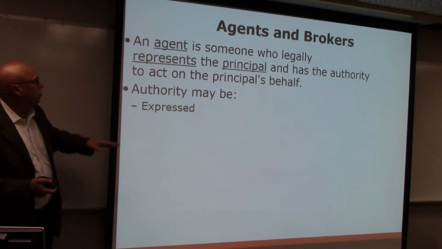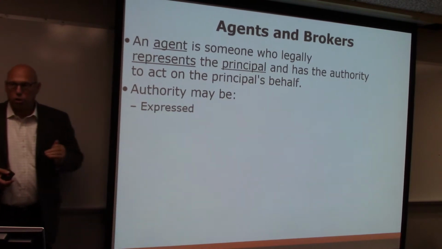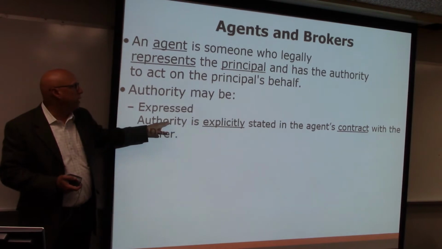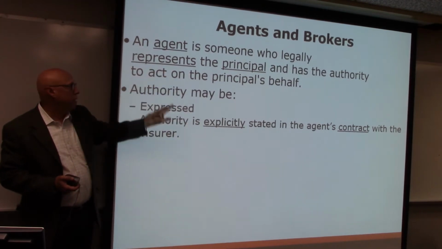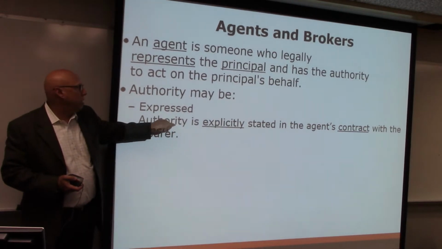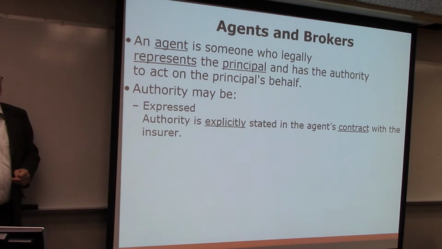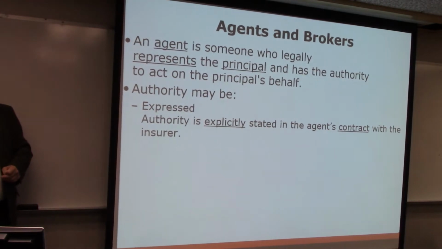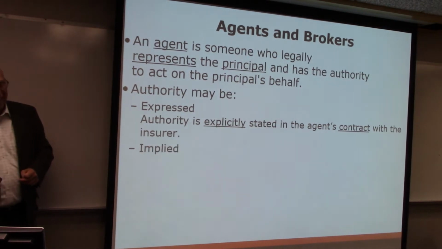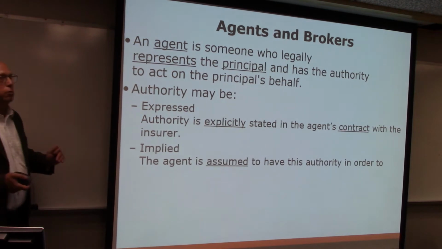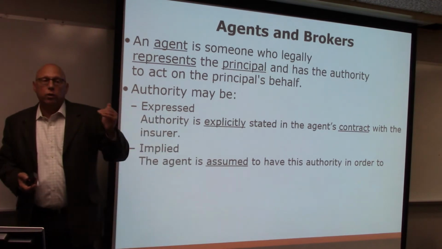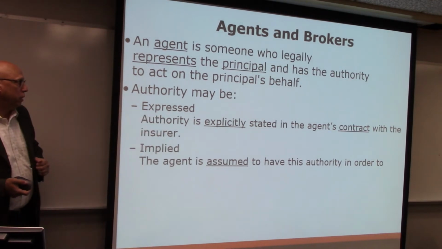Authority granted to an agent may be expressed. What does that mean? That means there is a contract between the agent and the insurance company where the insurance company says in the contract that the agent has the authority to act on behalf of the insurance company. It is contractual, so that's called expressed authority. Then there's implied authority. These are legal terms, and if you get into a legal battle with an insurance company and with an agent, this is what your lawyer is going to be arguing over.